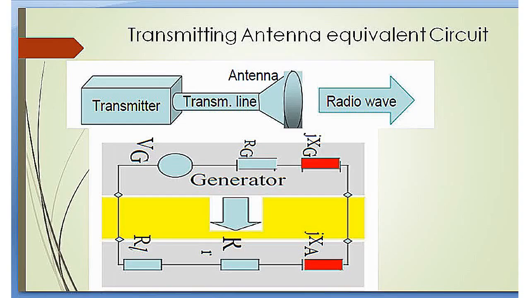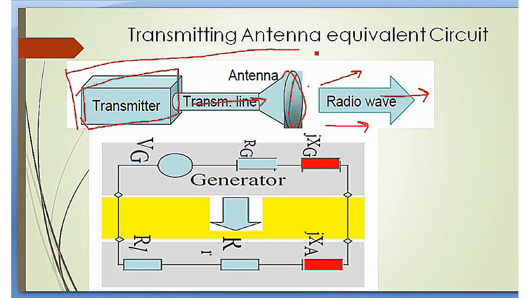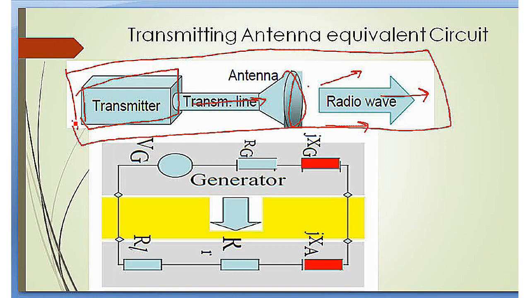For transmitting antenna, first your transmitter, then transmission line, then this is your antenna, and antenna is going to transmit radio waves. For this circuit or this system, we want to find equivalent circuit.